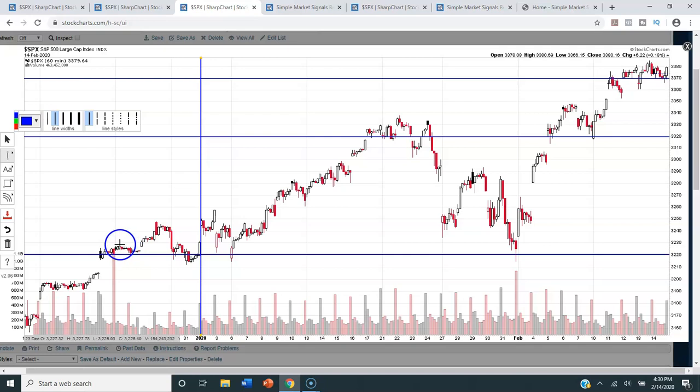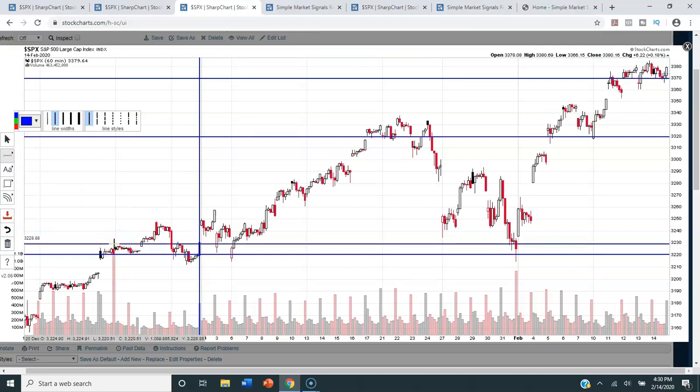Let me get rid of that line there. Didn't want that there. I was trying to get a horizontal. There we go. And you can see that the 3230 area acted as overhead resistance, if you will. But it's this 3220 area that I mentioned on the 1 year, 1 day chart that I feel is probably right now the most significant near-term support level to keep your eye on. So hopefully this has helped.